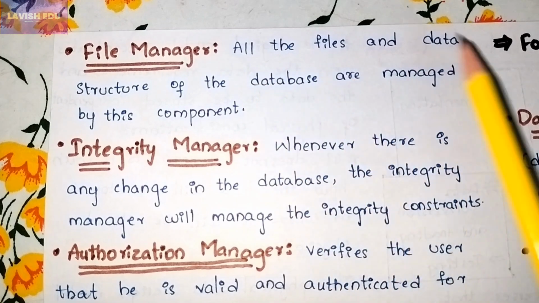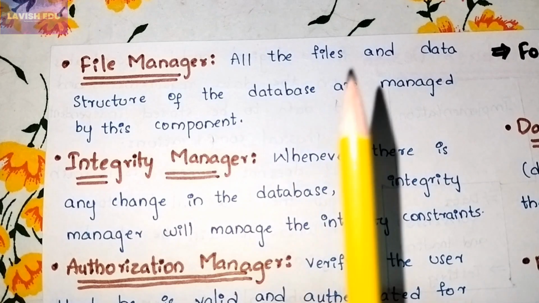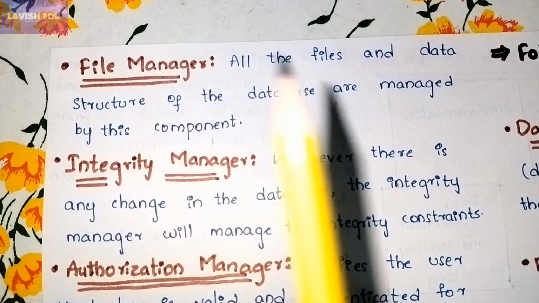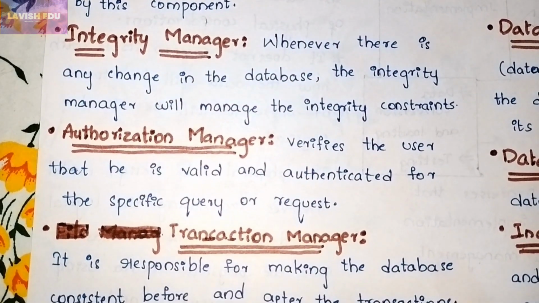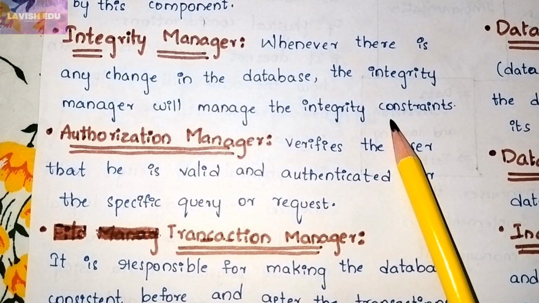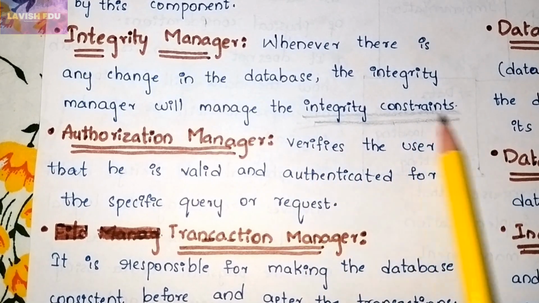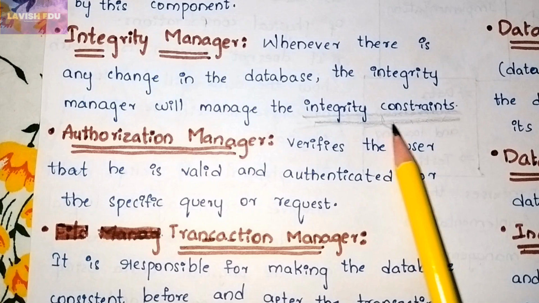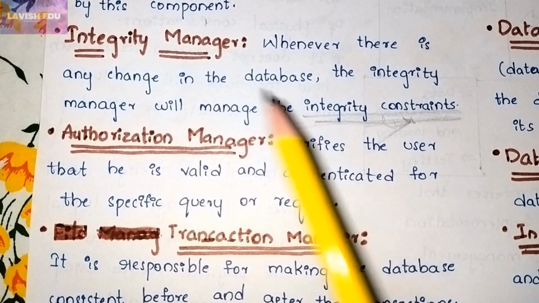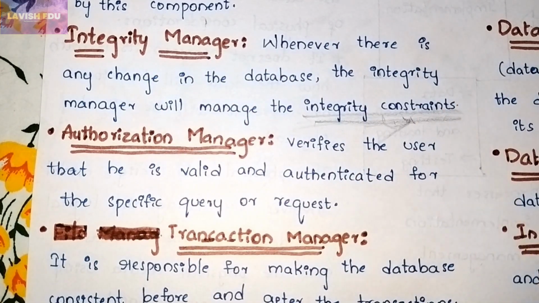Then we have the file manager. All files and data structures of the database are managed in this component. So our database structures or database management, how the data is stored, what the components are used, all are seen by this file manager. Integrity manager is nothing but whenever there is any change in the database, the integrity manager will manage the integrity constraints. We will see about these integrity constraints in further classes in the second and third units. Integrity constraints are nothing but keys used to manage some of the conditions in our SQL and the data, so that there is no data inconsistency and redundancy can be reduced.